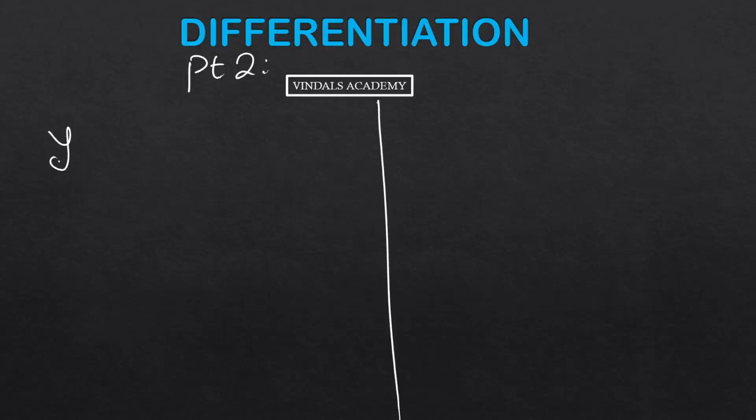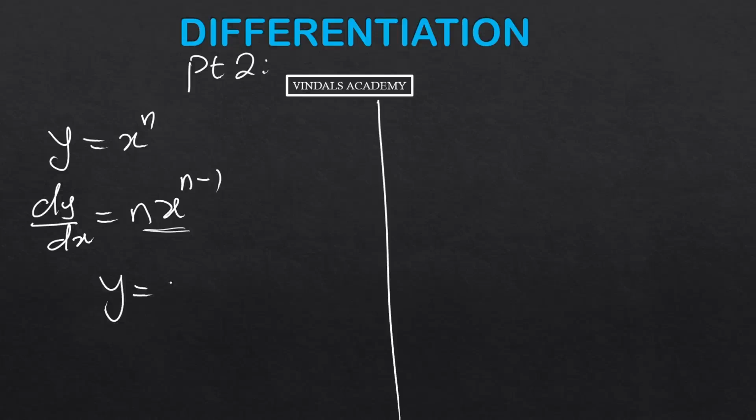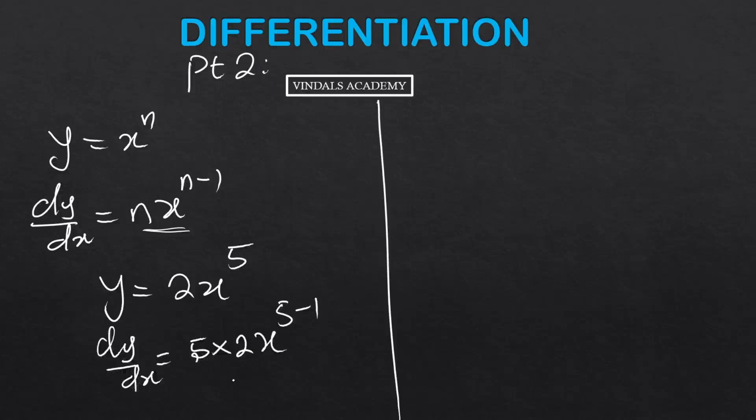Now, we said that if you have y given as a function, let's say x raised to the power n, we said that dy/dx is given as n x raised to the power n minus 1. So what I'm saying is n is going to multiply the function, and the power n reduces by 1. For example, if I have y is equal to 2x raised to the power 5, this simply means that dy/dx is going to be equal to 5 times 2x, then 5 reduced by 1. That simply means you have 10x raised to the power 4 as my dy/dx, or simply y prime.